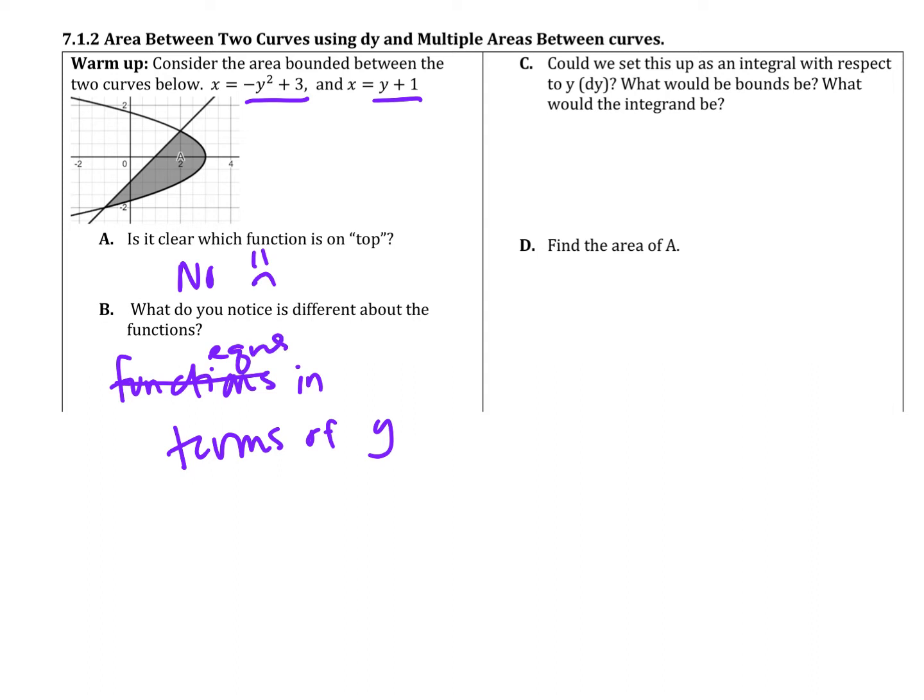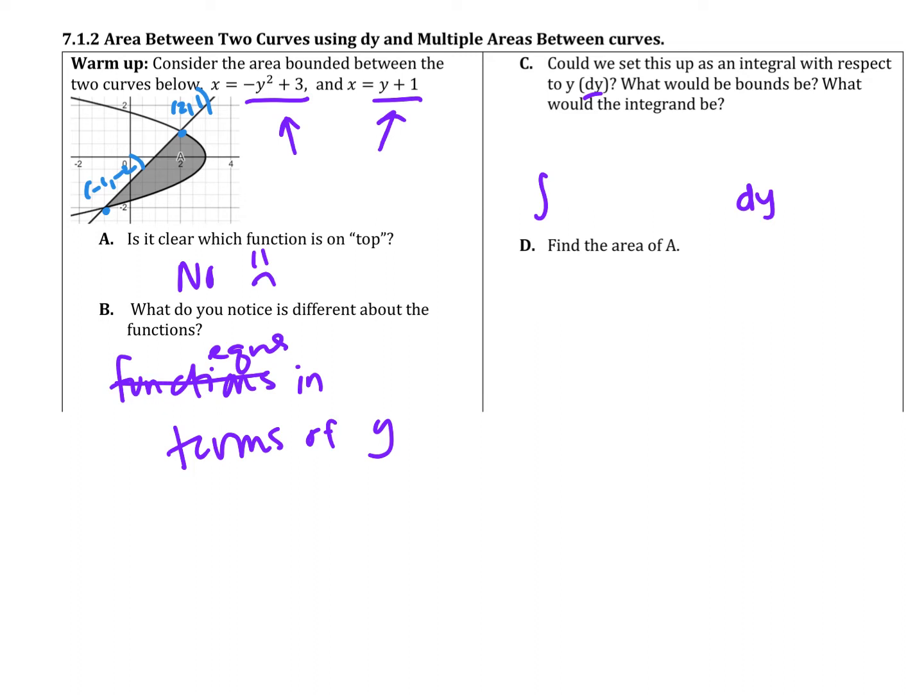So could we set this up as an integral with respect to y? So we're thinking, is there a way that instead of having a dx at the end, since our variables are in terms of y, could we write this as an integral in terms of y? Well, when we did this in terms of x, the first thing that we talked about was finding the bounds, which we can see pretty clearly from this graph. This point is -1, -2, and this point over here is 2, 1.